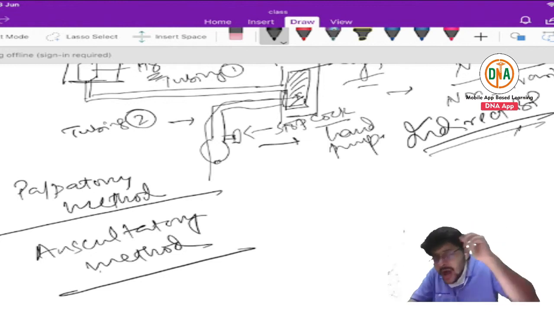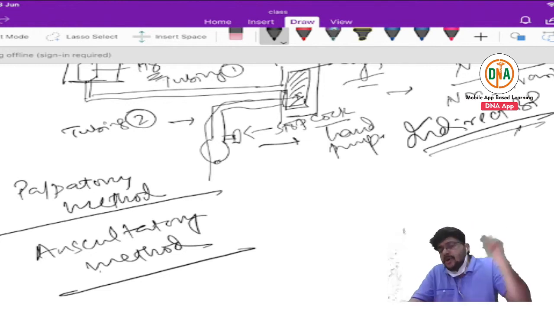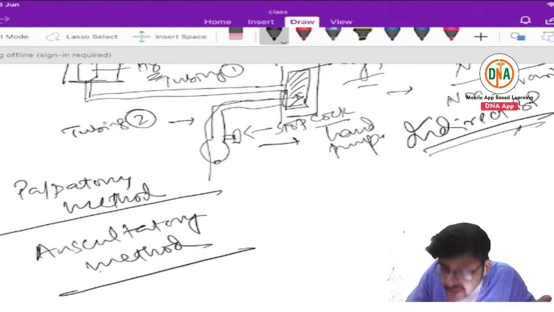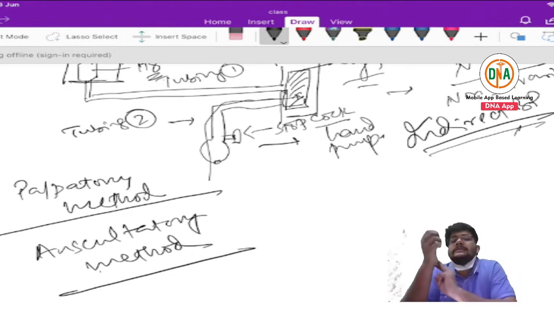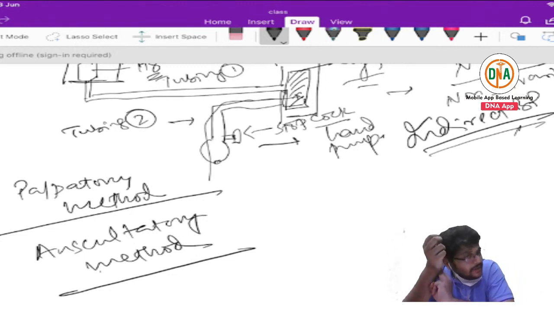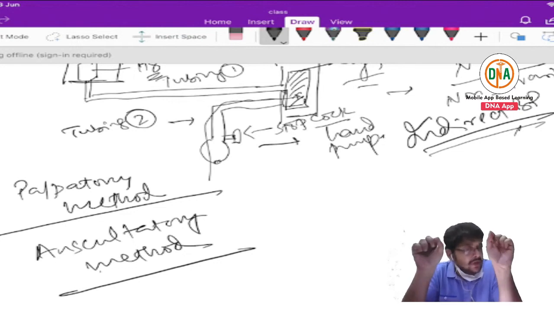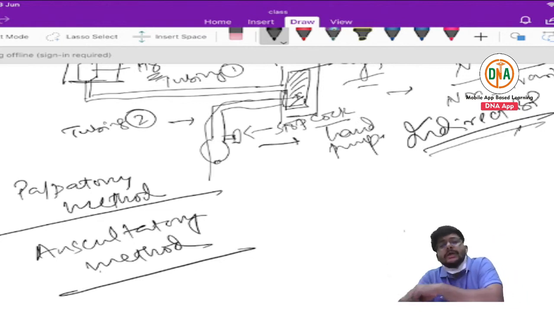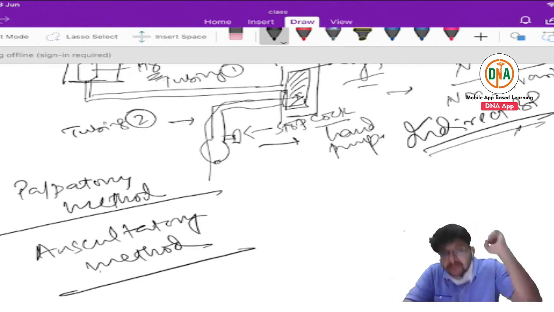Now, you have tied the BP cuff on your patient, and you are pumping the BP cuff. You continue to pump the BP cuff, and at the same time, try to palpate the radial pulse. The moment the BP cuff pressure equals the pressure in the brachial artery, flow in the brachial artery will stop, because equal pressure is occluding the brachial artery.